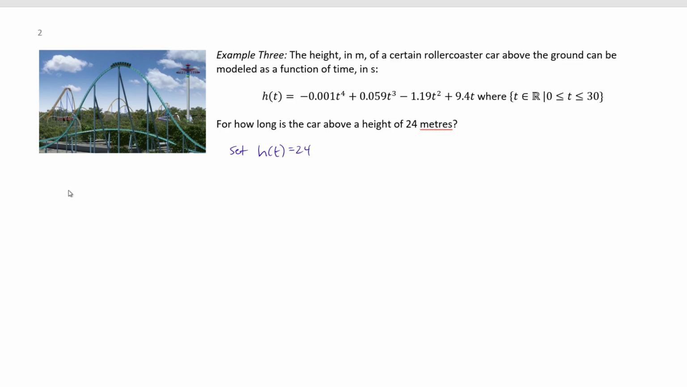So I put right here 24 is equal to negative 0.001 t to the power 4 plus 0.059 t to the power 3 minus 1.19 t squared plus 9.4 t. Then I'm going to set one side equal to 0. So I bring everything over to the other side.